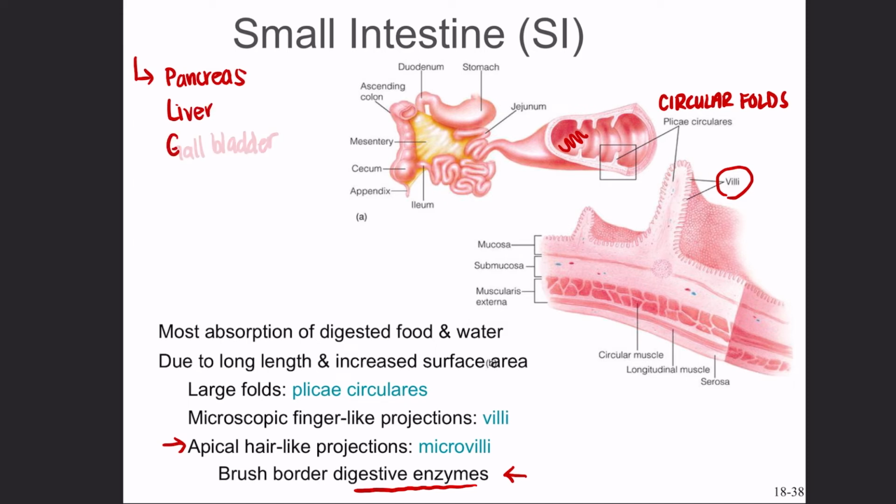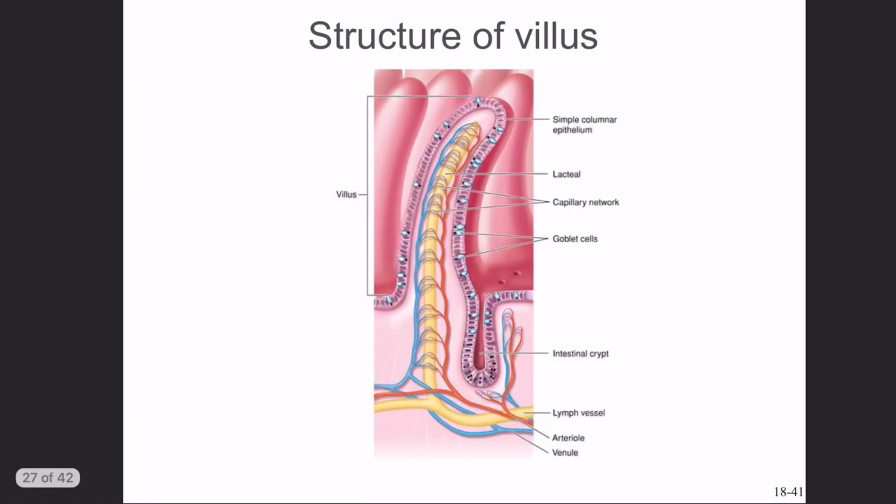And gallbladder, actually. So here we have a close-up of one villi. You can see the simple columnar epithelium here with goblet cells. Goblet cells are still present within the duodenum because there is still acidic components coming off of the stomach.